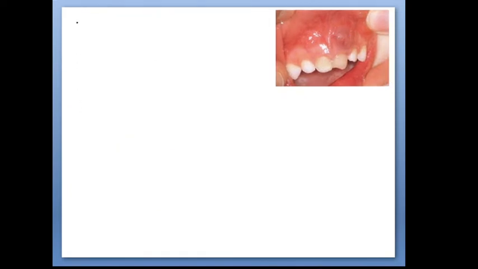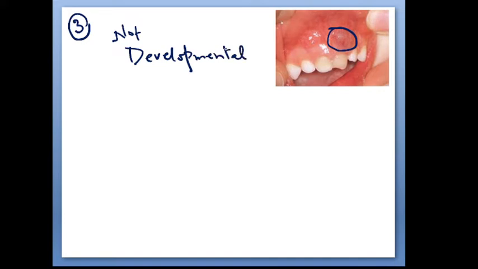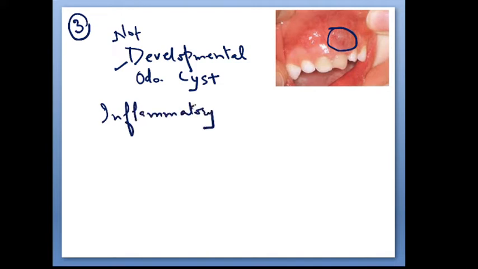Now, what is the third important point about periapical cyst? It is not a developmental cyst. Examples of developmental odontogenic cysts are dentigerous cyst, OKC, lateral periodontal cyst, or gingival cysts. Then what is it? It is an inflammatory odontogenic cyst.